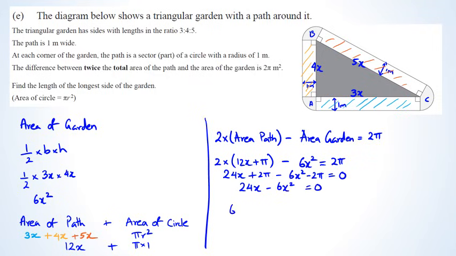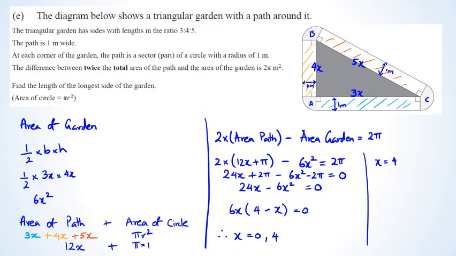Factorizing this, I'm going to get 6x times 4 minus x equals 0. Therefore, x is equal to 0 or 4. Now, we can't really have x equals 0, because if x equals 0, then the triangle has a base of 0, height of 0, and the other length is 0. So then we actually have to say that x is actually equal to 4.